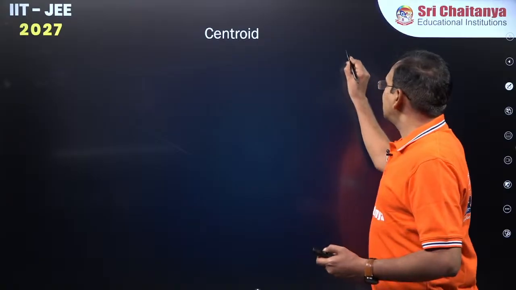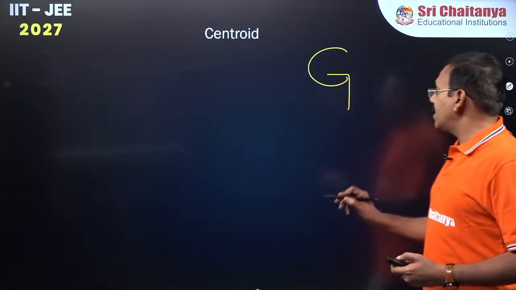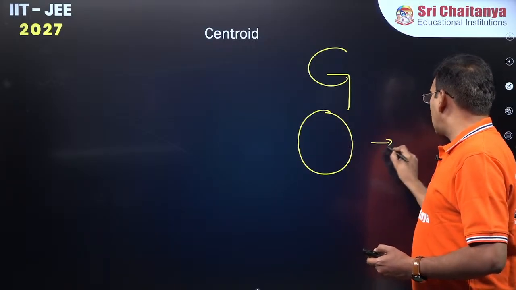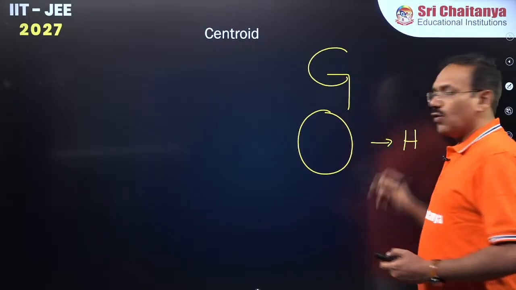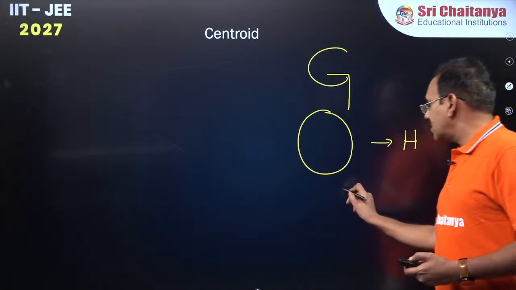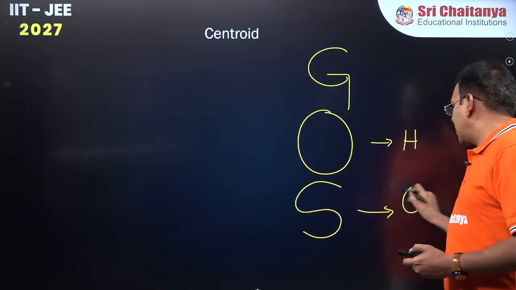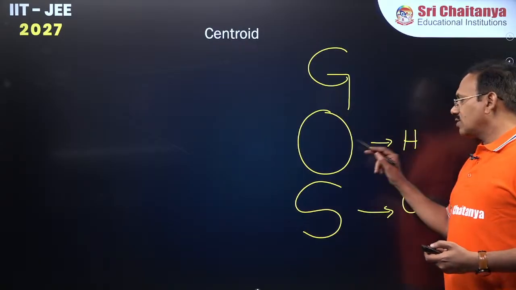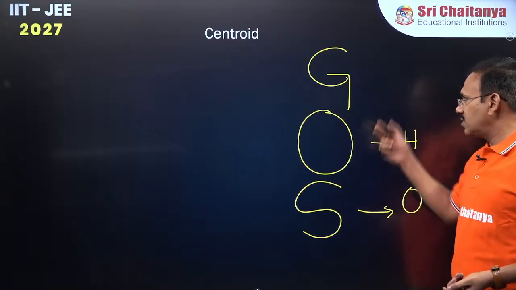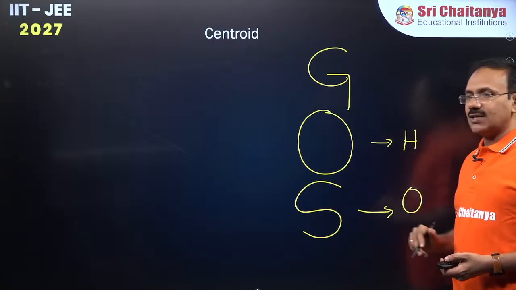One is centroid G. Second one is orthocenter O. In some books it is also denoted by H. O or H, both are okay. The next, circumcenter S. In some books it is also denoted by O. In some books orthocenter is denoted by H, circumcenter is denoted by O. Generally we denote here centroid by G, orthocenter O, circumcenter S.